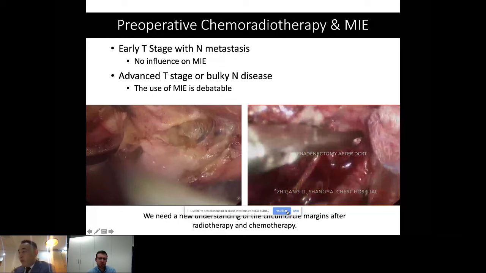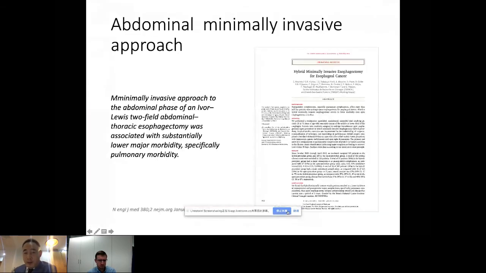So now we move on to the abdominal phase, because for the thoracic phase, we usually think the lymph node dissection around the recurrent nerve is much more difficult. So if that goes okay, I think we can move on to the abdominal phase. This is a very interesting paper just published in the New England Journal of Medicine. They found a minimally invasive approach to the abdominal phase of an Ivor Lewis two-field abdominal and thoracic esophagectomy was associated with substantially lower major morbidity, especially for the pulmonary complications.